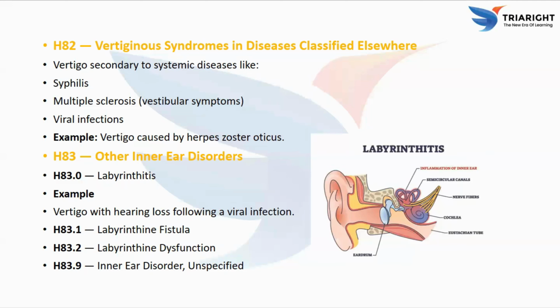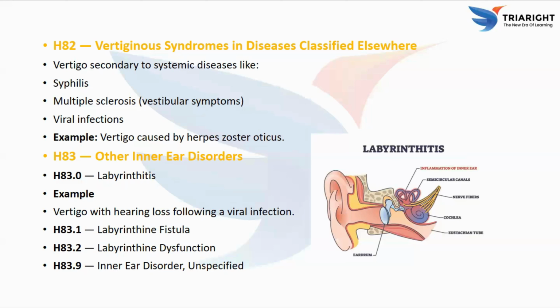So H82 is nothing but vertigo caused by a disease outside the ear. If the ear itself is the primary source, you have to assign the code H81 or H83. If vertigo is due to another disease, you have to assign H82. So this is how you assign the code H82.